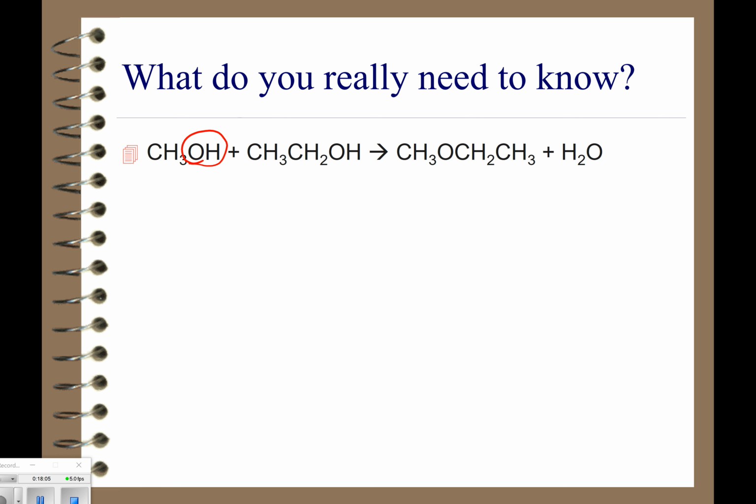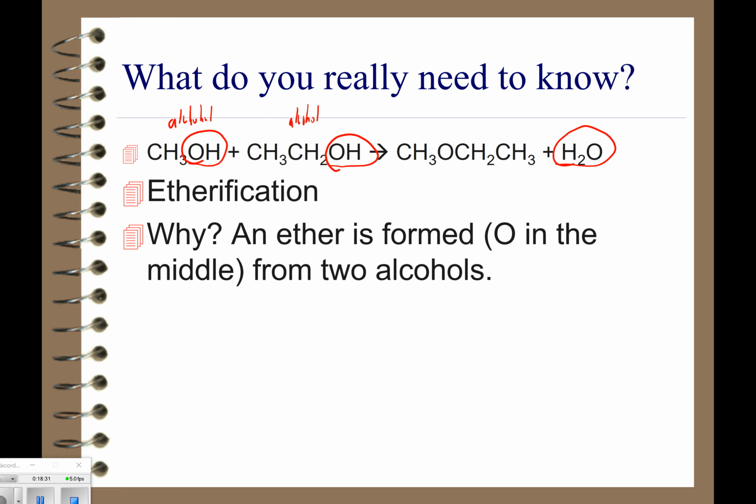We have two different alcohol functional groups on two different molecules. Again, we're seeing water that's being removed during this process. This is another dehydration synthesis reaction. And each of these are alcohols, indicated by their functional groups. When we combine two alcohols, this is etherification. And we can see the ether functional group in the middle of that molecule.